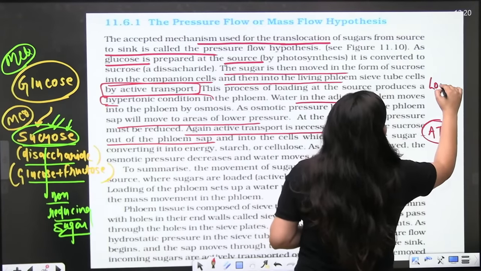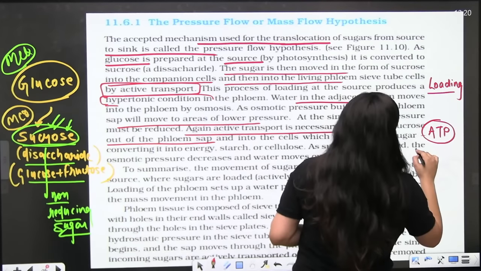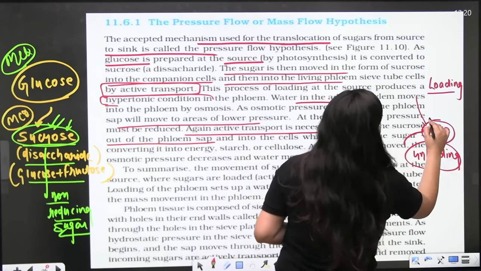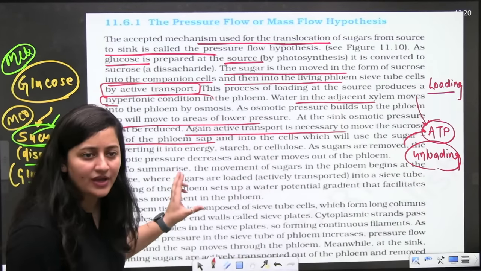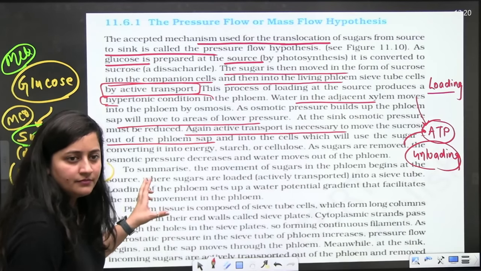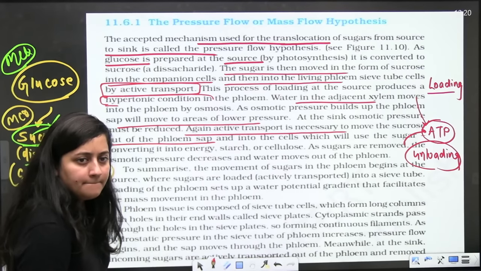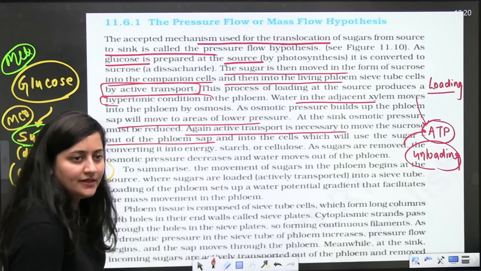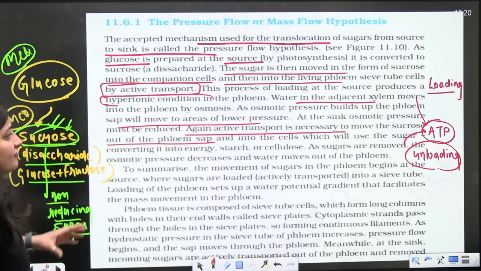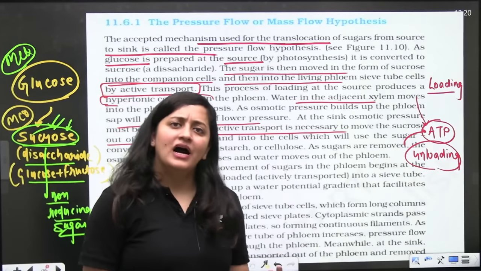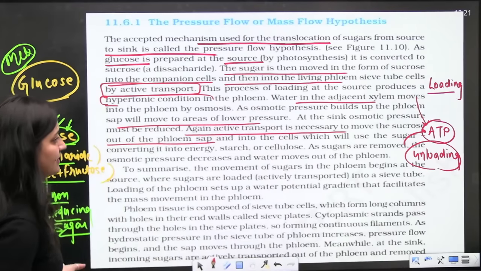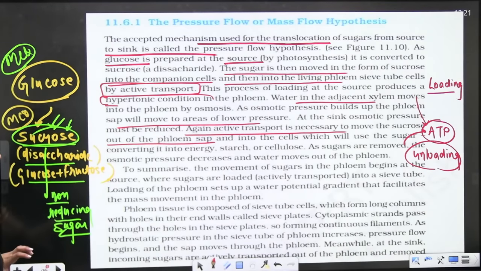So can I say that whether it is the loading of sugar or the unloading of sugar, ATP is used? Can we say so? Yes. Done? So, obviously, as sugars will be removed from the phloem, the water will move back to the xylem because the conditions will be hypotonic then. Done? So, this is what you need to remember here.